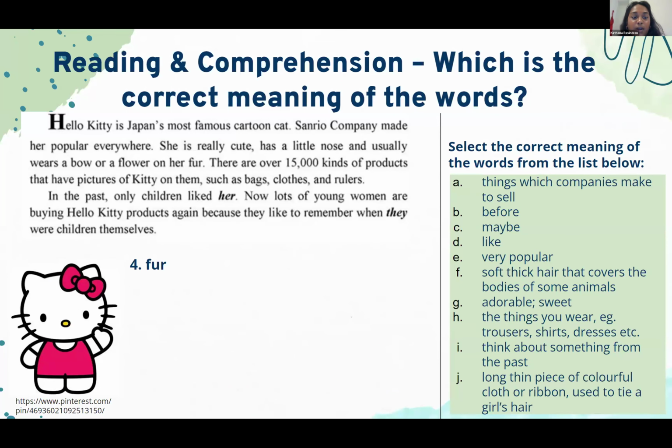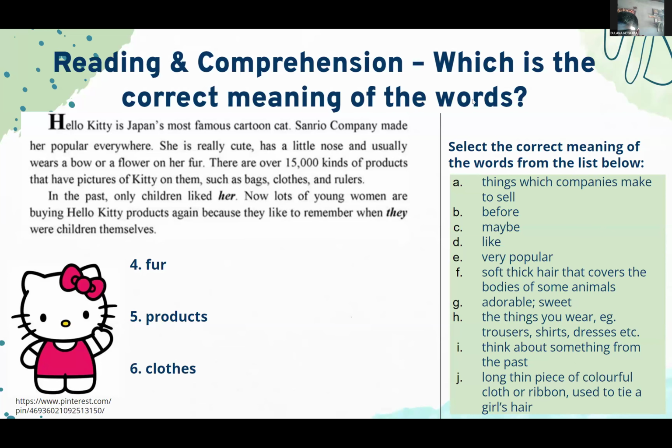Okay, next. What about fur? Which one describes fur? Soft, thick hair that covers the bodies of some animals. Very good. Okay, the answer is F. Next, products. What is products? Things companies make to sell. Okay. So somebody said I. I is think about something from the past. Letter A. Yes, okay, very good. Letter A, things which companies make to sell. So, for example, one product is Hello Kitty by this Sanrio company.